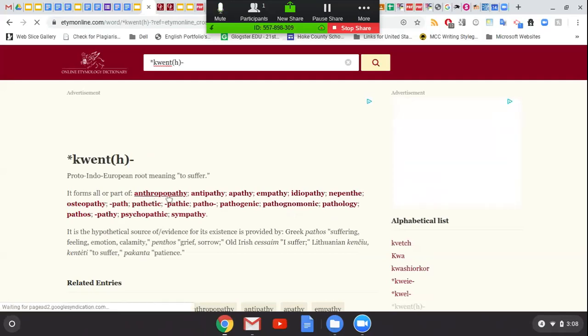Anthropopathy, which is a great word for giving gods human-like qualities. Antipathy, apathy, empathy, idiopathy. So lots of great things here. Pathetic, pathogenic, pathology, psychopathic, or a psychopath would be a good one, and then sympathy. So all these could be good words to look at.